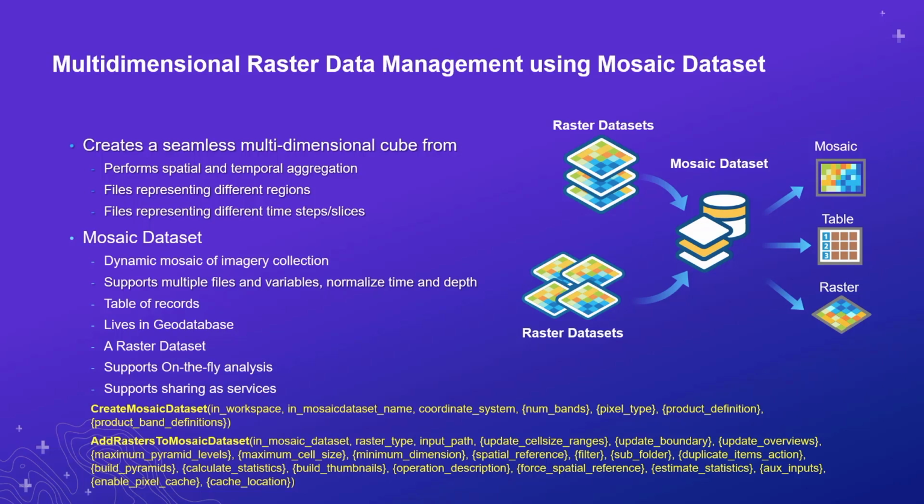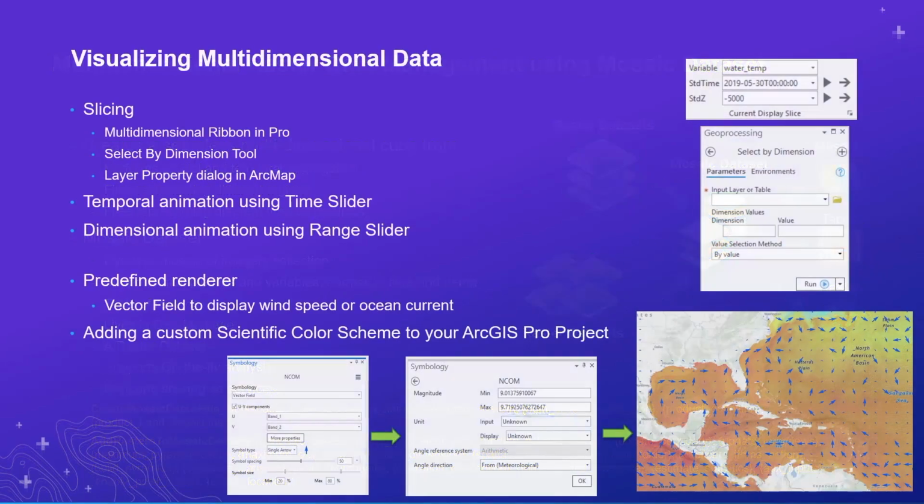It is actually a container that points to the files and gives you a dynamic mosaic of all the images that you're looking at. It supports multiple files and variables. It also normalizes time and depth. That is very important if you're working with different datasets. It gives you a table of records, lives in a geodatabase, and it itself is a raster dataset. It supports on-the-fly analysis, and you can also share the data as a service. Working with Mosaic involves two steps. One, first you create the Mosaic dataset, and then, of course, you add rasters to it.